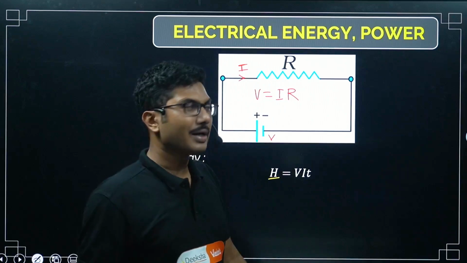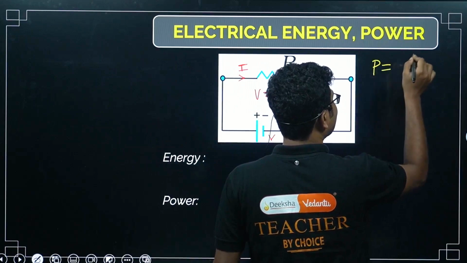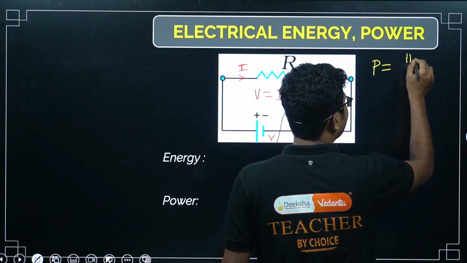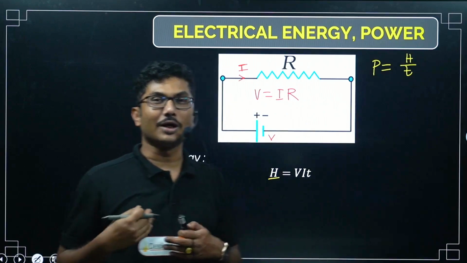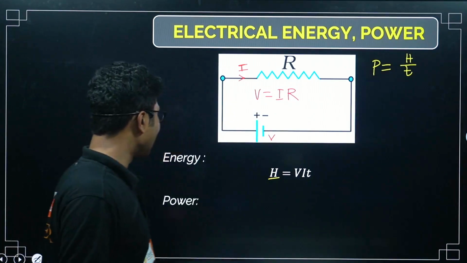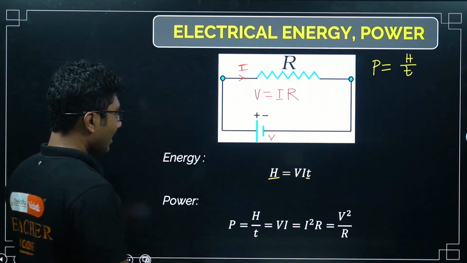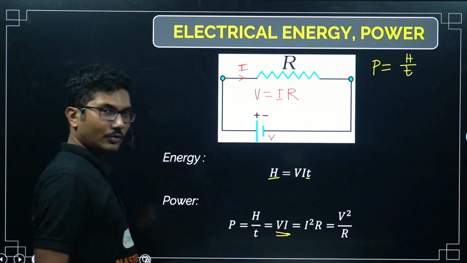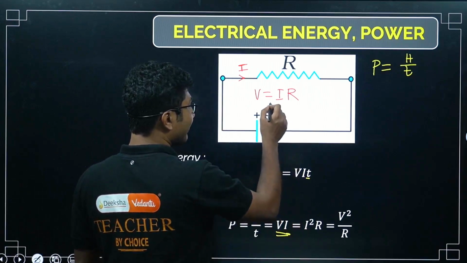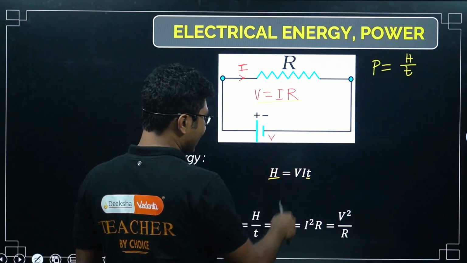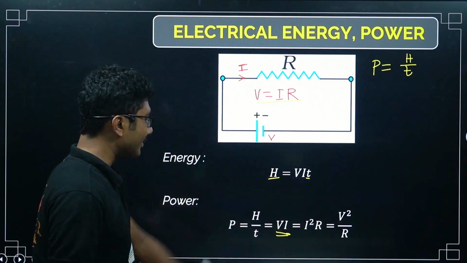So, what is electrical power? In case of mechanical energy, power was energy divided by time, right? Energy divided by time, that was the power, the capacity to do work in each second. Similar to that, if we take this T and divide it into the H, then we can calculate the power to be VI. Vodafone Idea, VI. And if we put the value of V into this equation, we will get I square R or V square by R. These are all three equations of power.